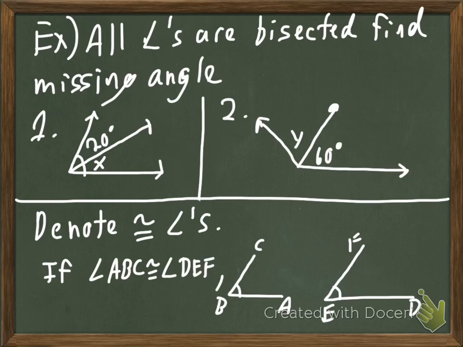So let's do a couple examples. All of our angles here for 1 and 2 are bisected, and we just have to find the missing angle. So in number 1, if one of the angles is 20, that means that this second angle also has to be 20 degrees. In number 2, if this angle is 60, then y also has to be 60 degrees. These angle bisectors and segment bisectors are pretty straightforward.